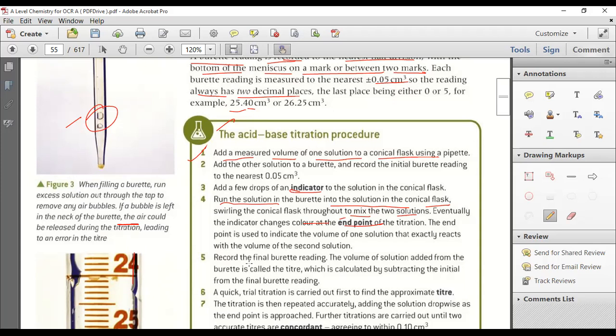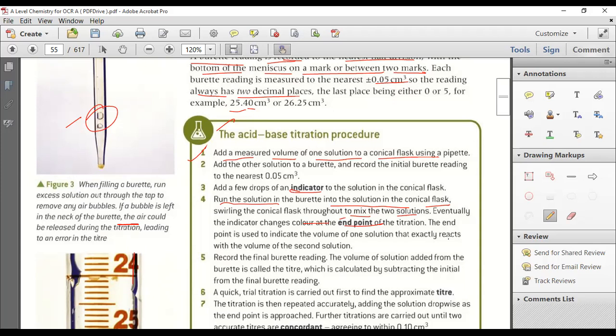Run the solution in the burette into the solution in the conical flask, swirling the conical flask throughout the mix of the two solutions. Eventually, the indicator changes the color at the end point of the titration. The end point is used to indicate the volume of one solution that exactly reacts with the volume of the second solution. Now, as the endpoint is reached, it means that some amount of substance in the burette is used, and some amount of substance in the conical flask is used. So you can clearly indicate the substances' amounts.